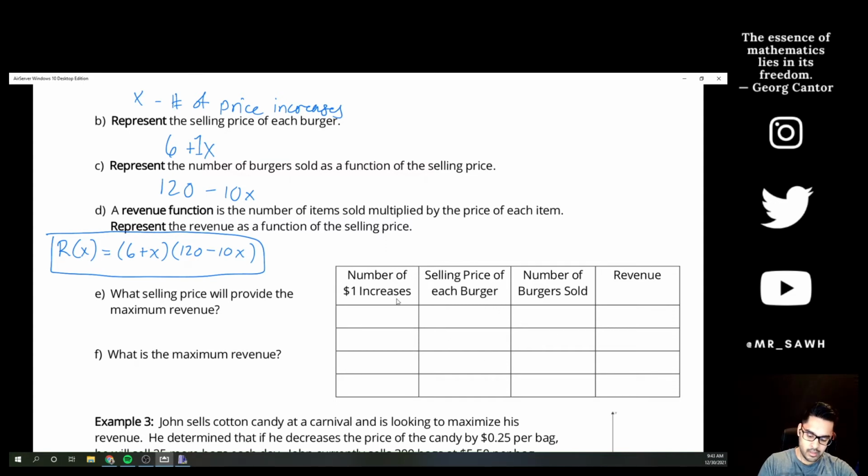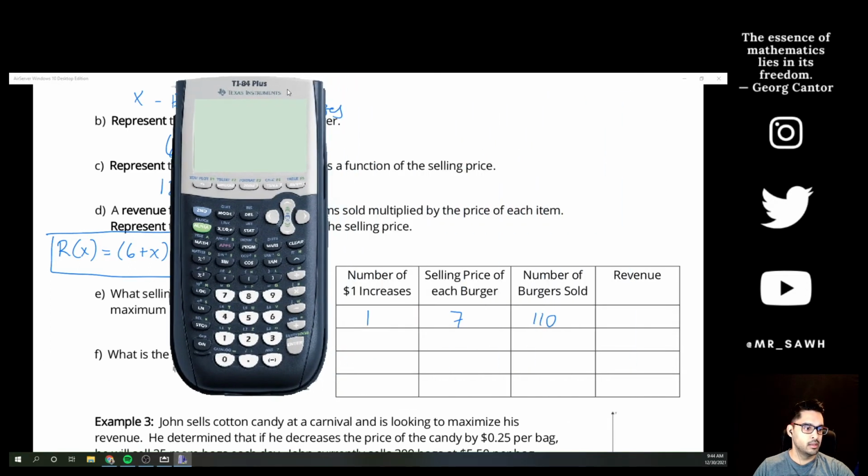So if I make one increase, the selling price changes to $7. The number sold goes down to 110, and I can grab my calculator to help out here. So that'd be 770. But if I change it 2 times, well, the new price for a burger is going to be $8, but the number sold will drop by 10 more down to 100, but I'm making more money, right? Even though I'm selling less, the price went up, which meant I got more money in total. So I still went higher, so I've got to find the point where it's as high as possible.